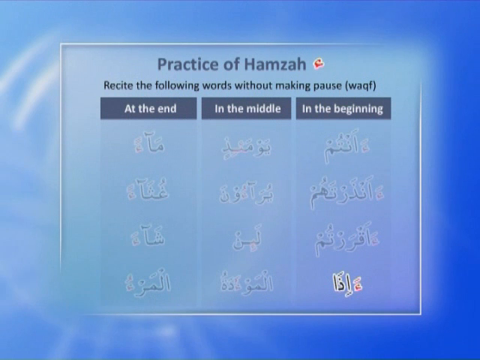Fourth word. The third letter is Dal, and followed by Alif Madda. So 2 seconds. أَإِذَا. Now we come to second column.